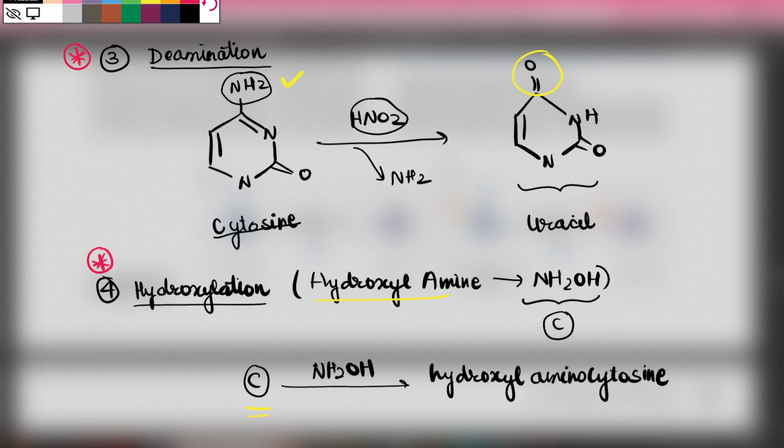So this was third and fourth. Now after this there can be another case also. One of the mutagens can be acting as oxidative agents, and the oxidative agents will directly damage the DNA.